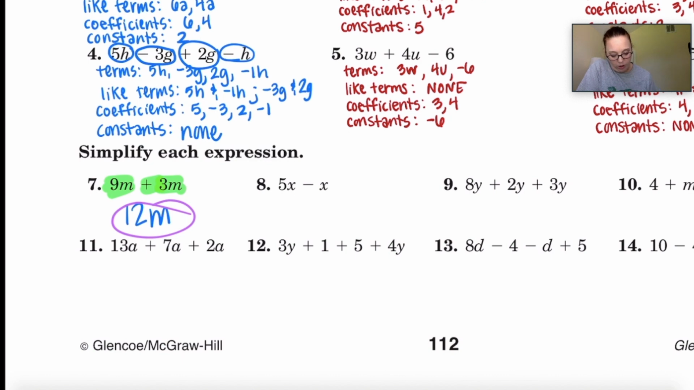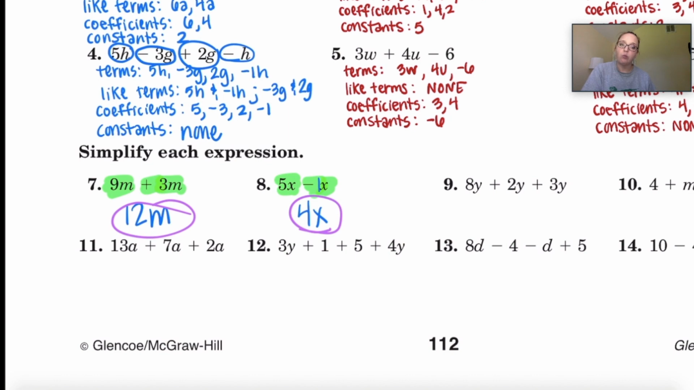So here we are. Number 8, we have 5x minus x. So again, I'm going to highlight the like terms. So the 5x and the x are like terms. And remember that that minus sign would go with the x, just like I said. And minus x, that's the same as minus 1x. So I'm really doing 5 minus 1, which is 4. So that would give me 4x. So that's going to be my solution for number 8.